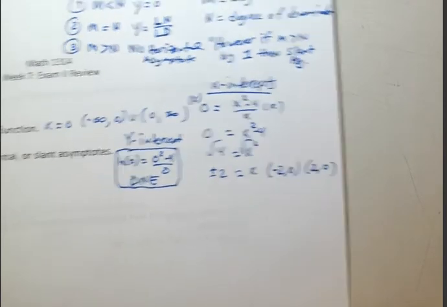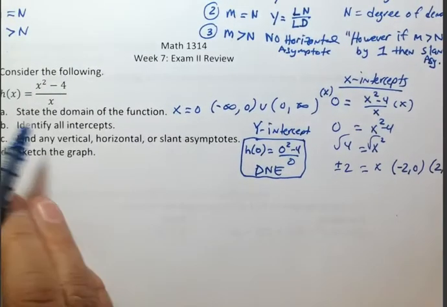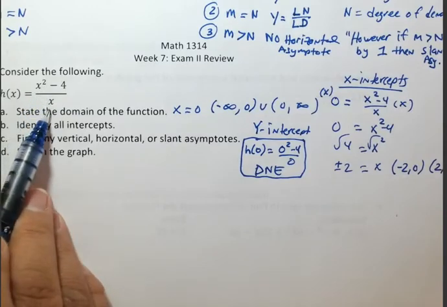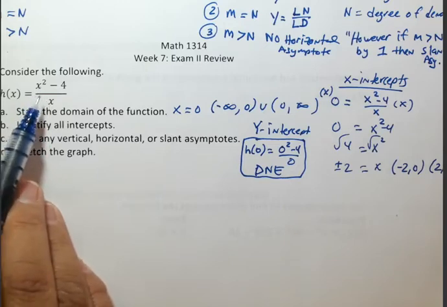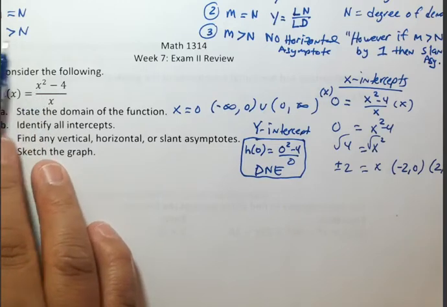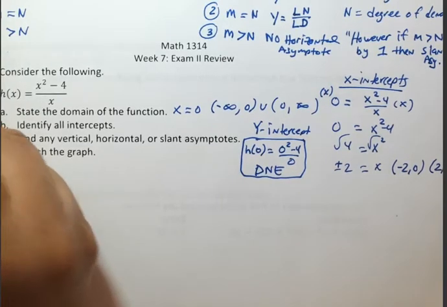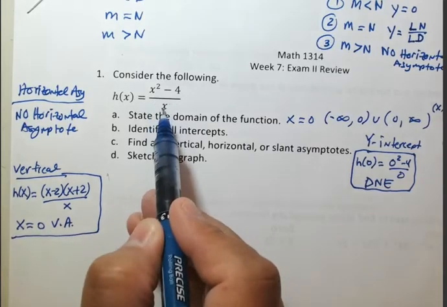So in our example, the degree of the numerator is 2, and the degree of the denominator is 1. The top one is bigger than the bottom, so that's going to put you in case number 3. That tells you that there's no horizontal asymptote. Why? Because the degree of the top one is bigger than the bottom.